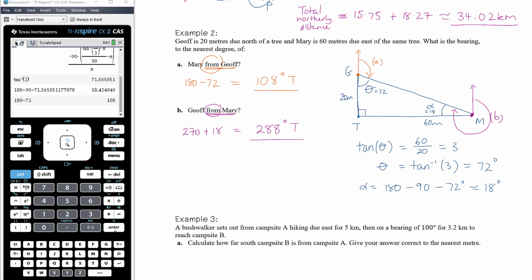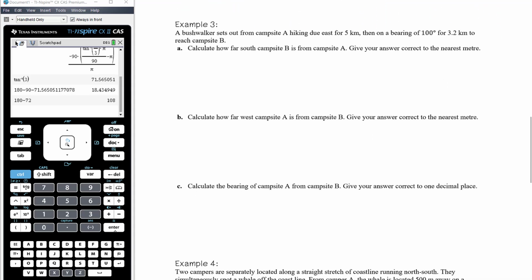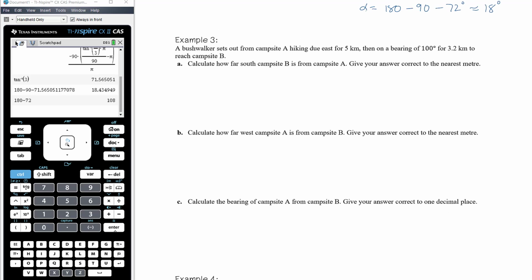Okay, so again, really careful about where you're measuring the bearing from. Alright, example 3. A bushwalker sets out from a campsite, campsite A, hiking due east for 5 kilometres and then on a bearing of 100 degrees for 3.2 kilometres to reach campsite B. Calculate how far south campsite B is from campsite A and give your answer correct to the nearest metre. Okay, let's have a look at what we've got happening here.